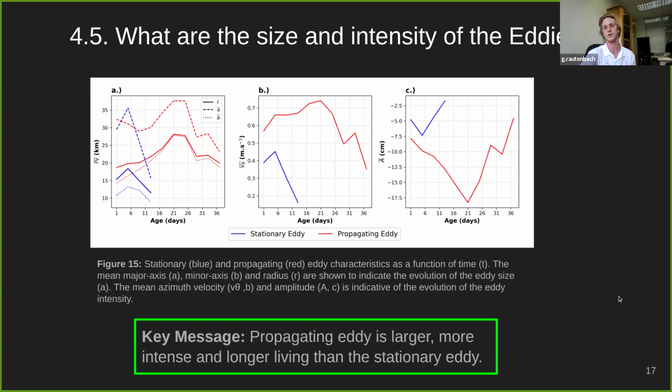But the main message here is that the stationary eddy is smaller, less intense, and has a shorter lifespan compared to its propagating counterpart.